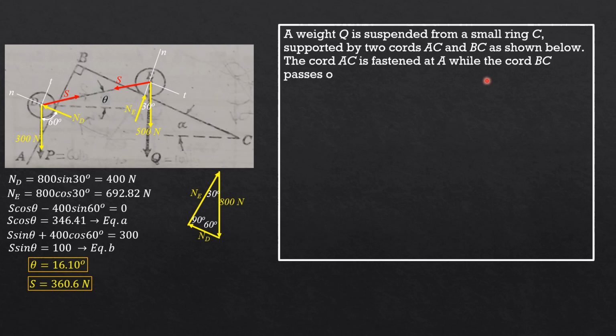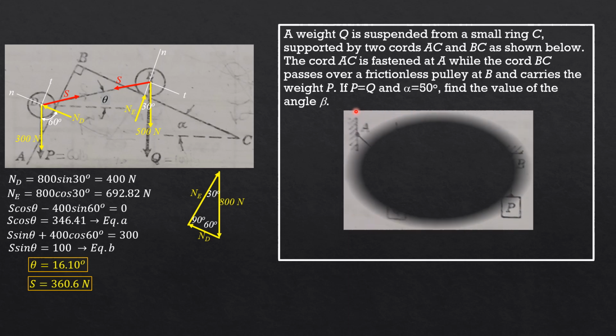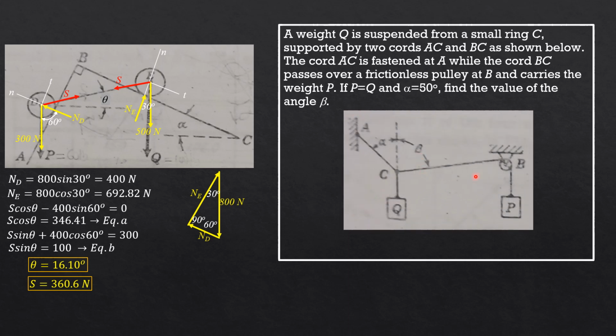Now for your part, a weight Q is suspended from a small ring C supported by two cords AC and BC as shown below. The cord AC is fastened at A while the cord BC passes over a frictionless pulley at B and carries the weight P. If P equals Q and alpha is 50 degrees, find the value of the angle beta. So you have to show that the angle beta is equal to 80 degrees. So I hope that you can solve this problem. Just draw the free body diagram and set up equations of statics.